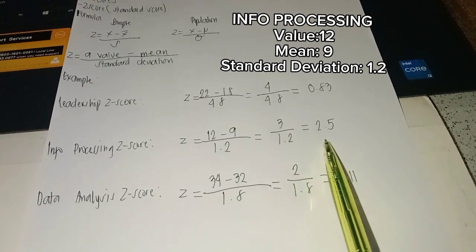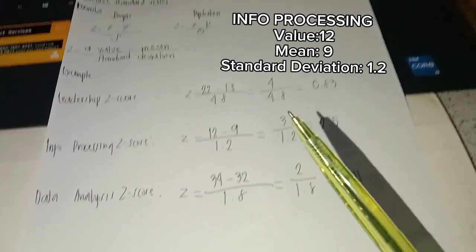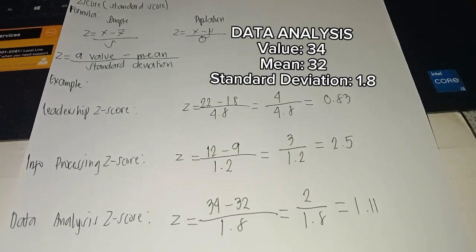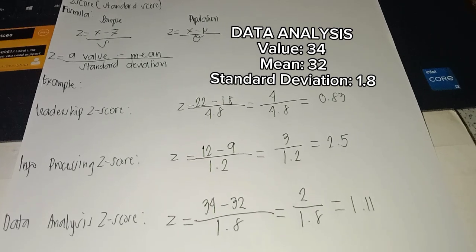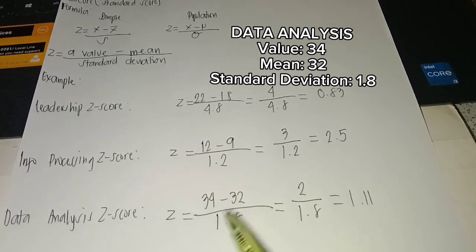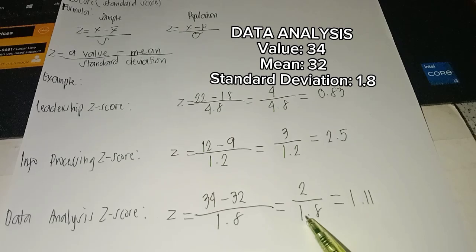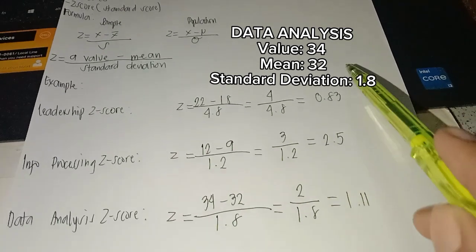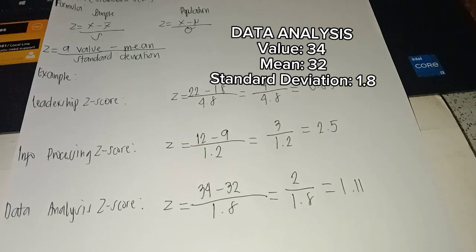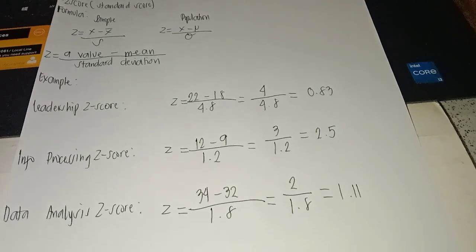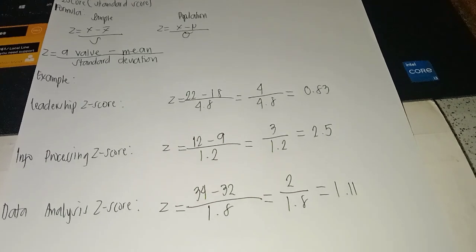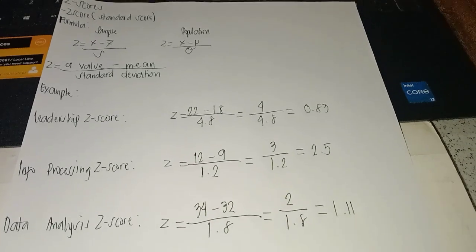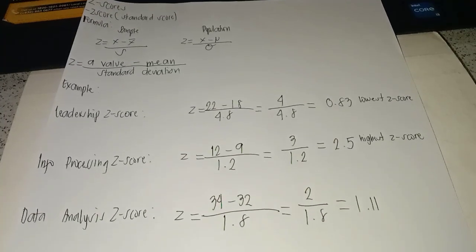In info processing, her value is 12 and her mean is 9. So 12 minus 9 is equal to 3, divided by the standard deviation, 1.2, is equal to 2.5. So that is her info processing. In data analysis, her value is 34. Her mean is 32. So 34 minus 32 is equal to 2, divided by the standard deviation, which is 1.8. 2 divided by 1.8 is equal to 1.11. So in data analysis, she has 1.11, info processing is 2.5, and leadership is 0.83.